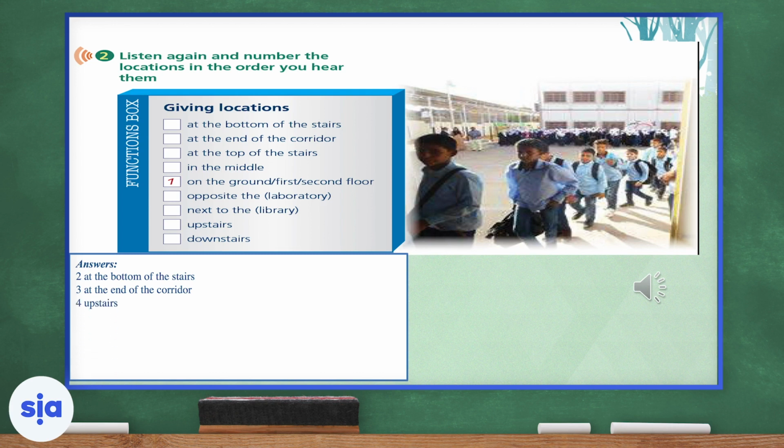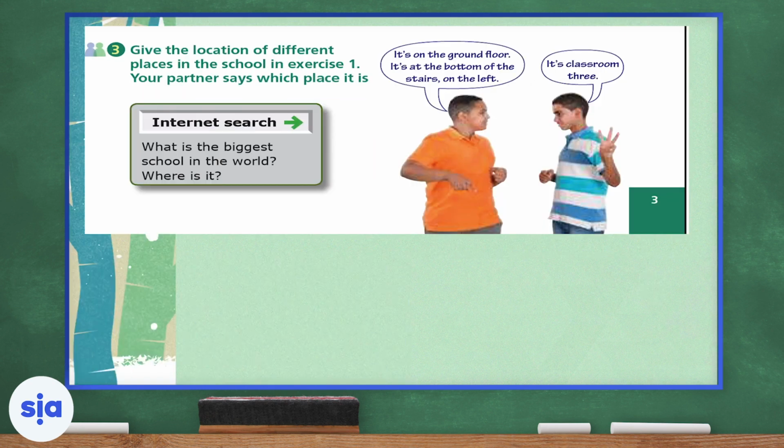Number 4 upstairs. Number 5 at the top of the stairs. Number 6 next to the library. Number 7 opposite the laboratory. Number 8 in the middle. Number 9 downstairs. So you can check your answers and write down how many were correct.